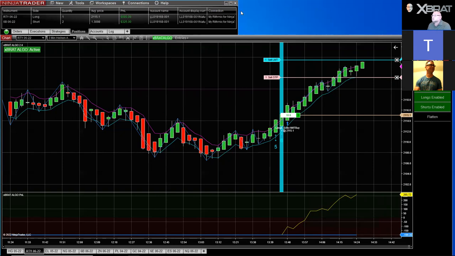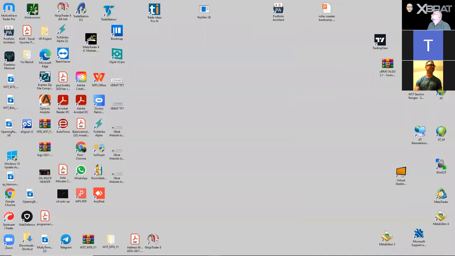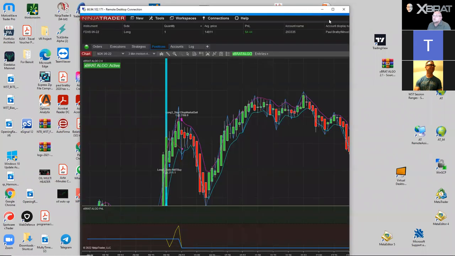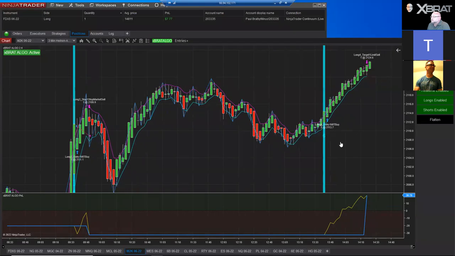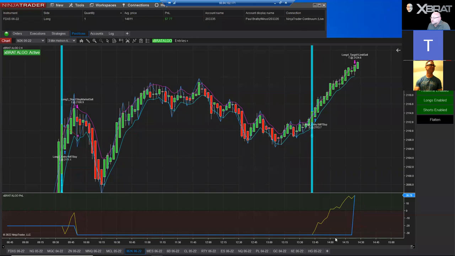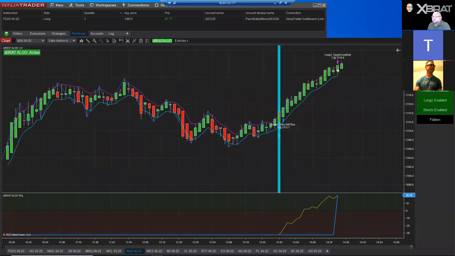Excuse me. So what I'm going to do is bring over the other account, which is a smaller account, just to show you that M2K is what we call the micro, but it doesn't matter. The main thing is it's hit its target and it's taken the profit, okay? It's hit the target and it's taken the profit automatically.